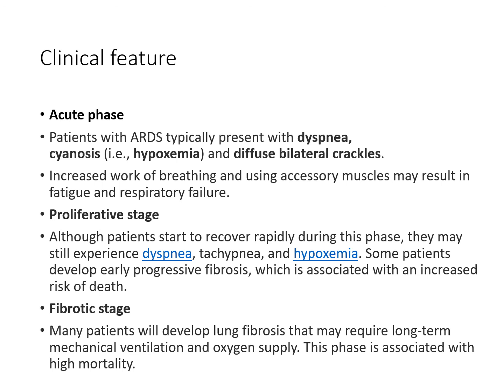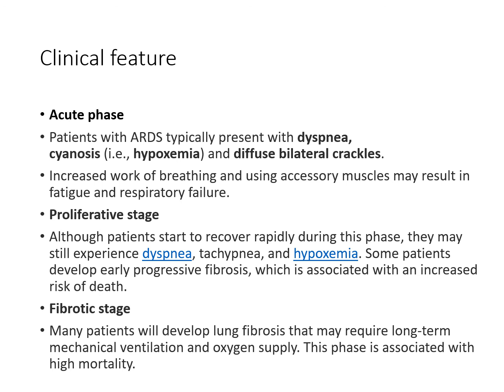In proliferative phase, the patient starts to recover rapidly during this phase. They still have some dyspnea and tachypnea and hypoxemia. You see that the areas are filled with granulation tissue, and there's a lot of proliferation of the type 2 pneumocytes, as we have seen in the previous slide. Some patients develop early progressive fibrosis, which is associated with increased risk of death.